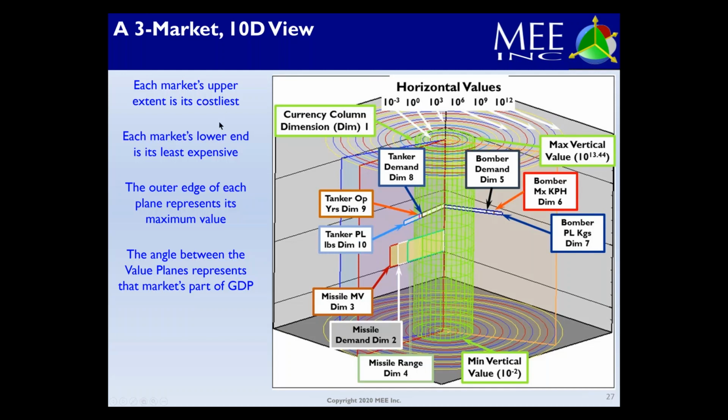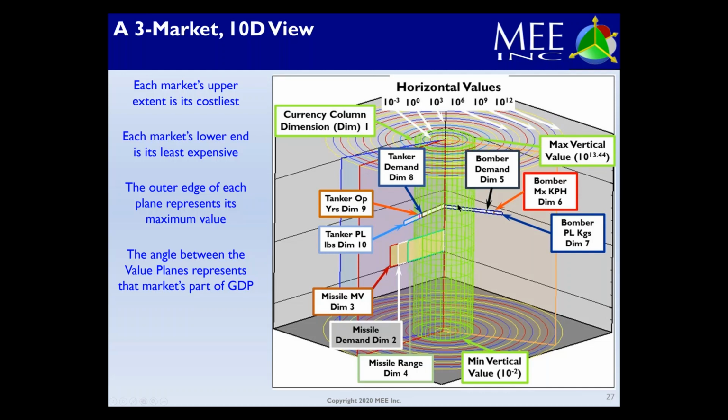That's the least expensive. And then the outer edge of each plane represents its maximum value for that year. So we had some pretty high momentum terms, and then we had some pretty high demand terms, and then we had range, which was down around 1,000. So that would have been out 10 to the 3. And then we do the same thing for bombers.